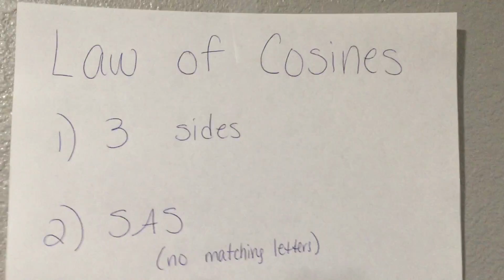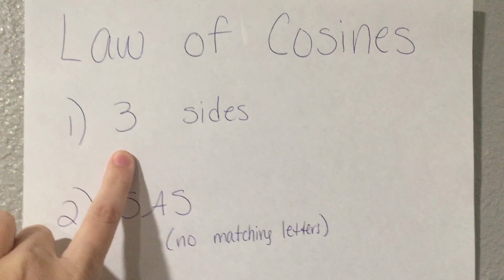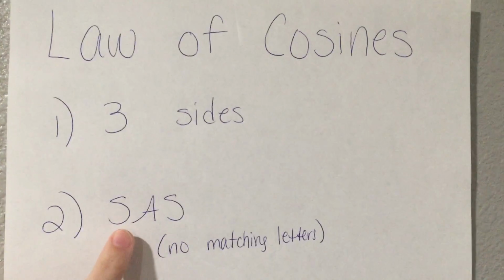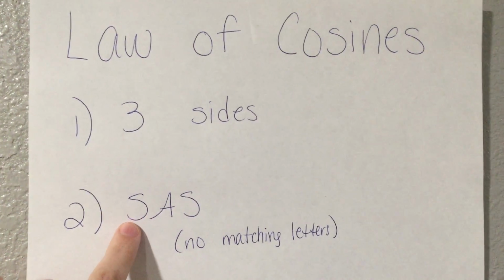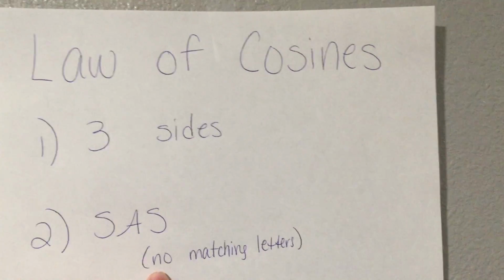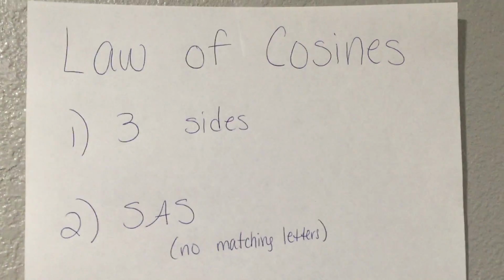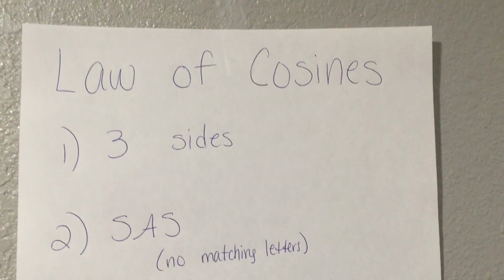The first one is where you have all three sides of the triangle and you're trying to find the measurement of the angles. The second case is where you have a side and an angle between another side. This means there are no matching letters of information that you have. Let's do some examples of each to practice.